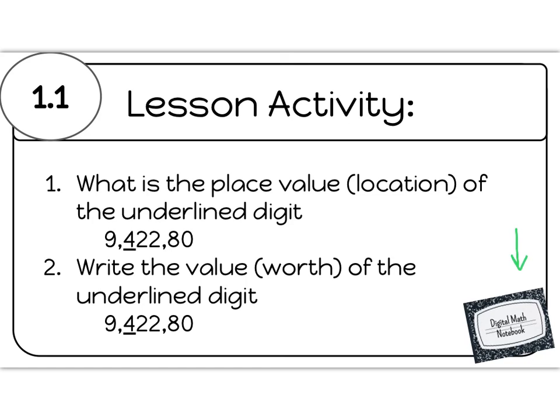Question number 1 said, what is the place value, and there's a hint, location, of the underlined digit? So I want to know, where does this 4 live? And question number 2 says, write the value, that means the worth, of the underlined digit. It's the same number, but you're going to get 2 different answers. Great job so far. Almost finished.